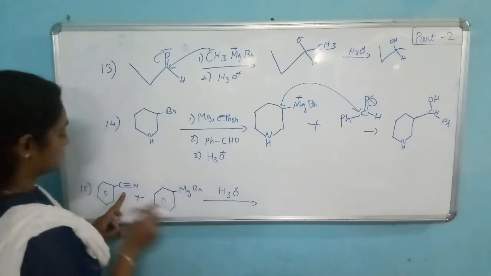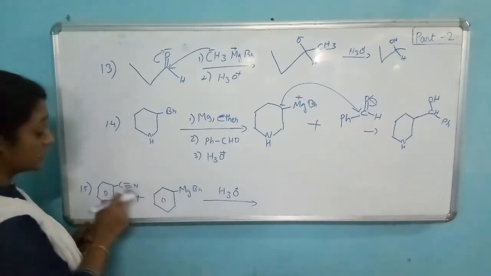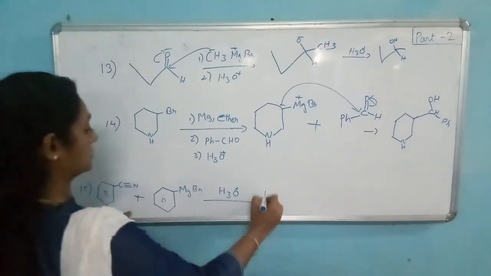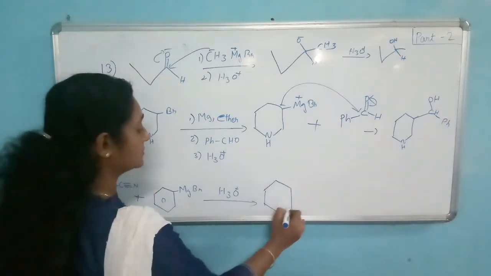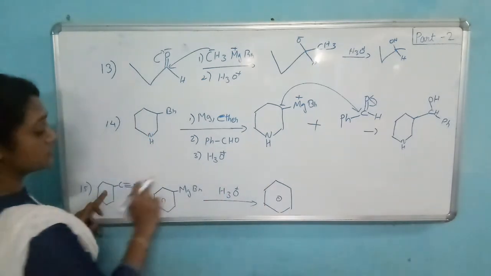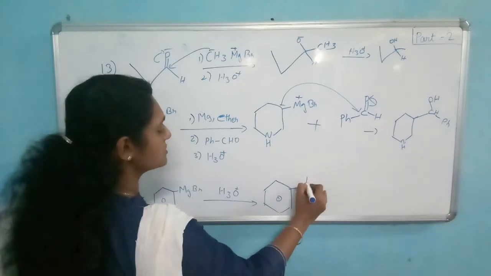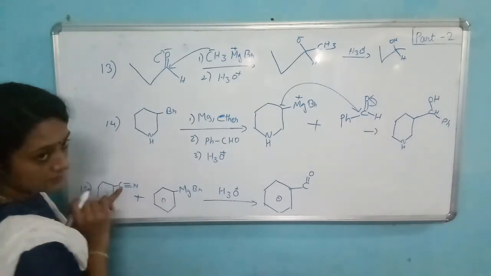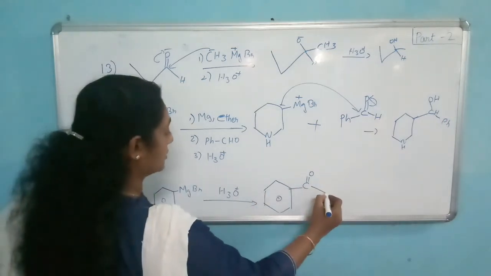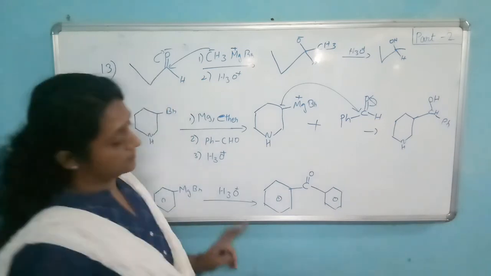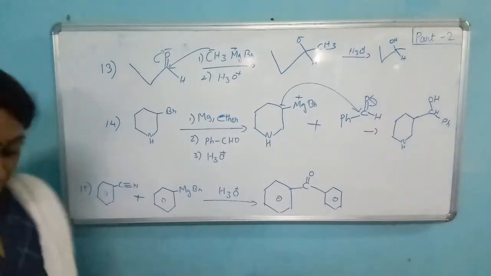and then hydrolysis. The CN is changed to CO when treated with Grignard reagent. We can directly write the product as CO, benzene ring. This CN is changed to CO, and to this carbon the benzene ring, the nucleophile, gets attached. And so a ketone is formed.